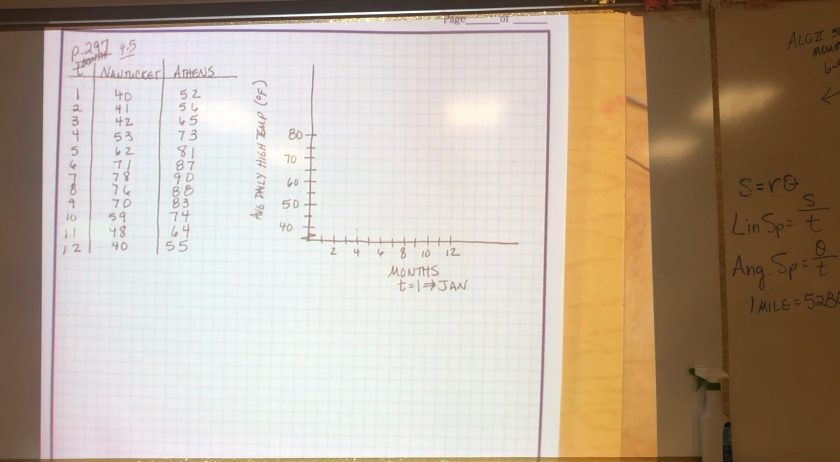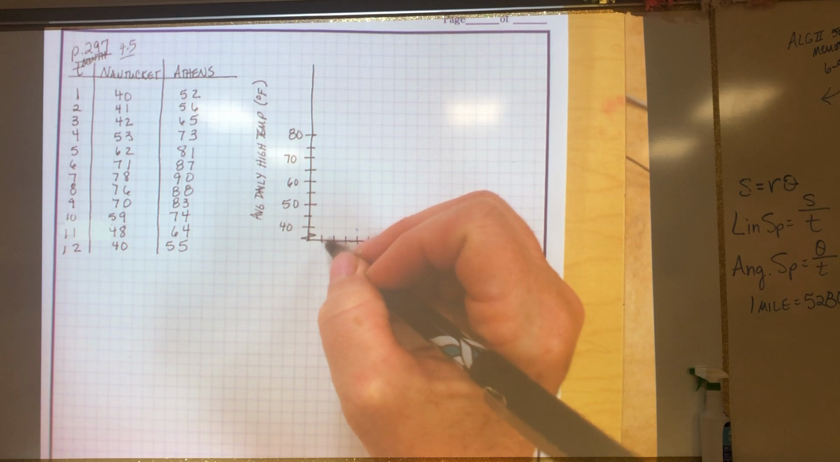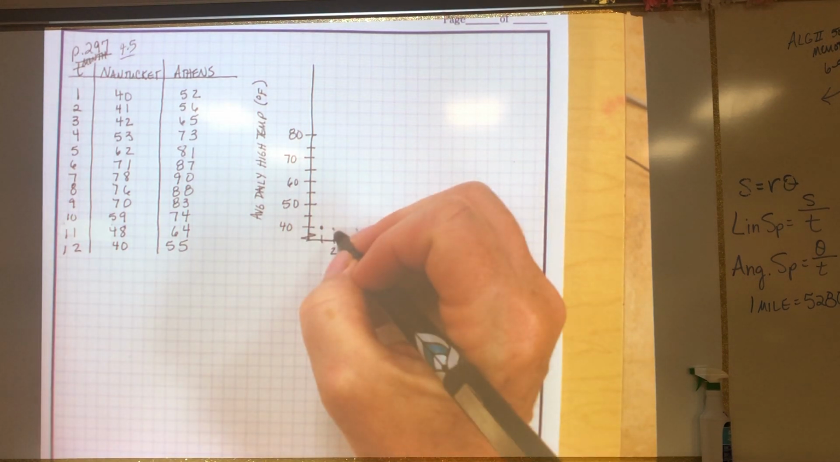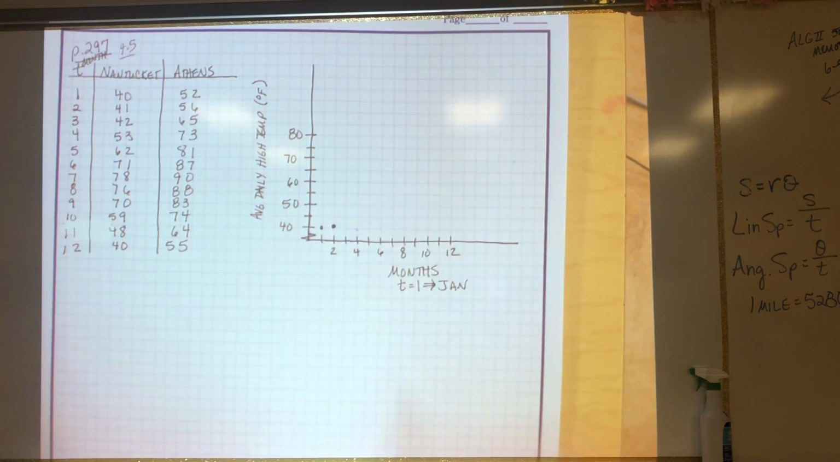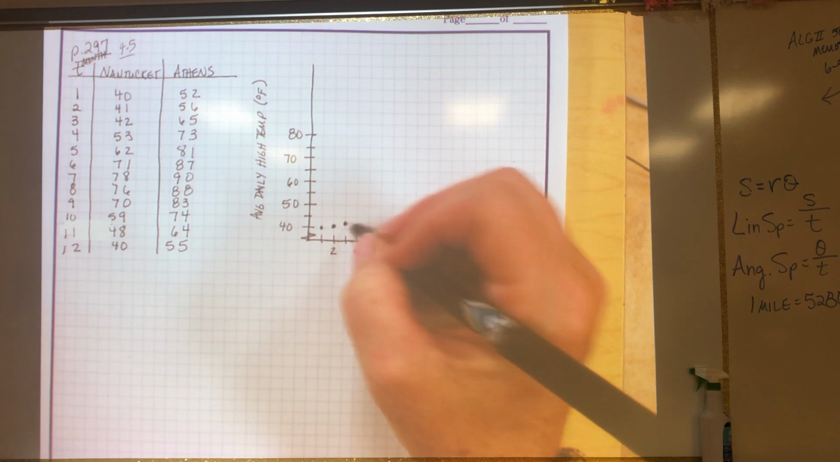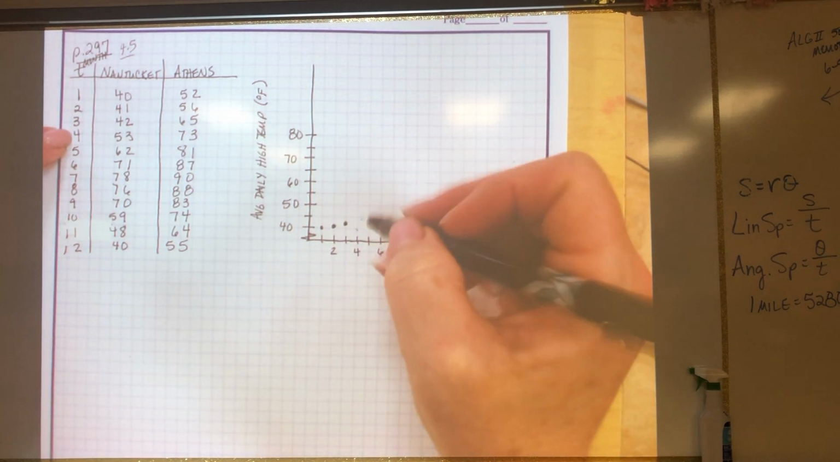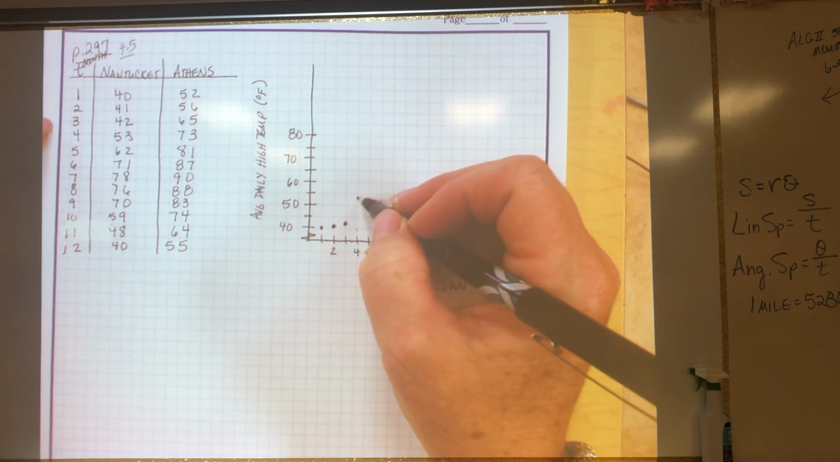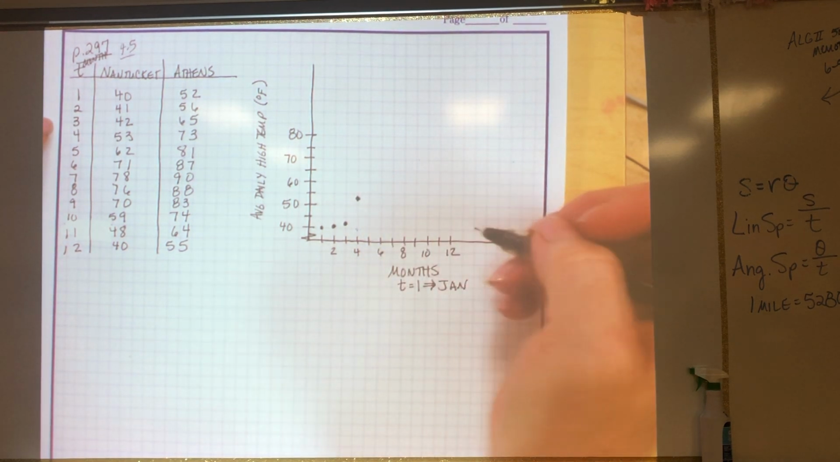All right, you ready? So now we're gonna graph it. At 1, it's 40. At 2, it's 41, so that's just a little above that. I always just make really big dots. At 3, it's 42, that's a little more above. At 4, it's 53. That's a little above halfway in between 50 and 55.